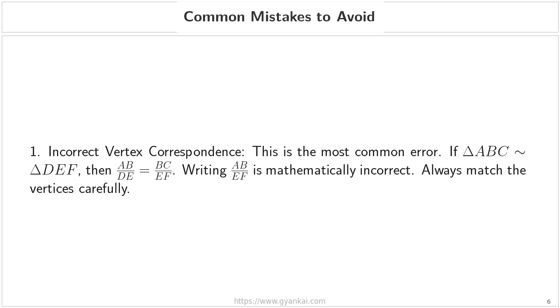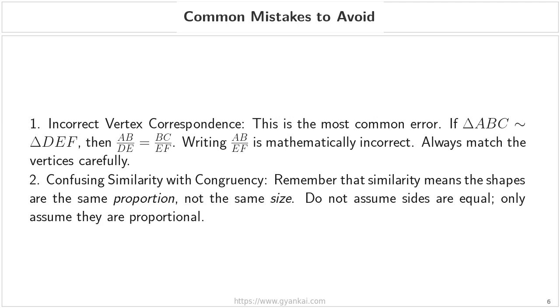When we say, triangle ABC is similar to triangle DEF, we are making a specific claim about which angles match. This means that the ratio of side AB to side DE must equal the ratio of side BC to side EF. If you accidentally write the ratio of AB over EF, your entire calculation will be mathematically incorrect. Always, and I mean always, double-check that your vertices match up in the correct order.